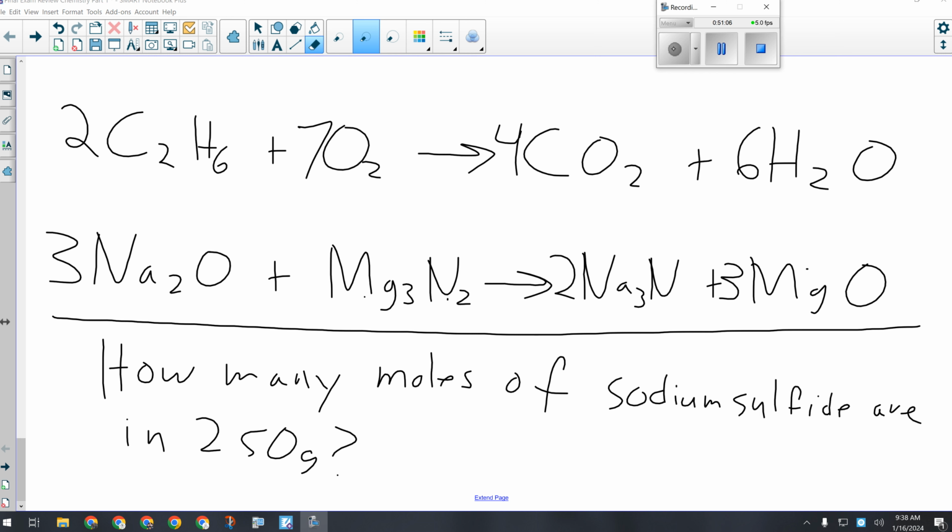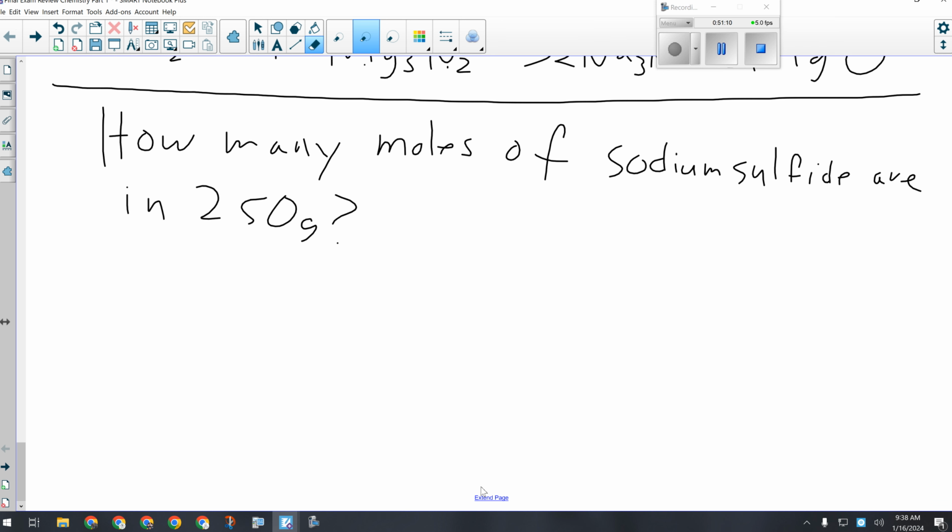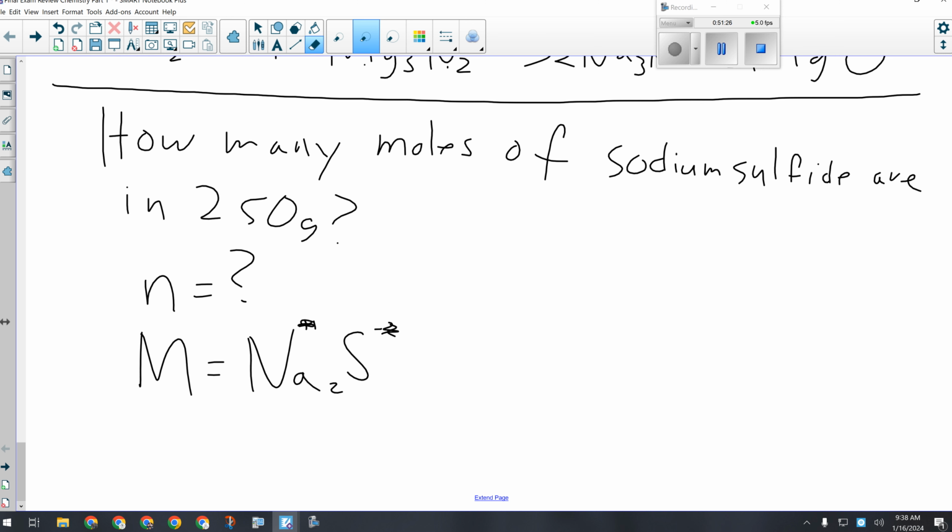Okay, well, we'll start recording. I paused for like 5 seconds. But all right. So if I want to solve this one, how many moles? So that means I'm looking for n. They tell me it's sodium sulfide, so that will help me get the molar mass. Sodium is a +1, sulfur is a -2, so I'm looking at Na2S. So that'll be 22.99 times 2 plus 32.07.